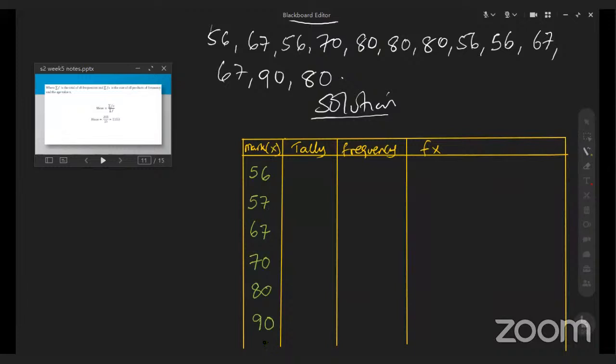Okay. Now let's start also tallying. How many times does 56 appear? Please put up your hand and speak to us. Don't type.